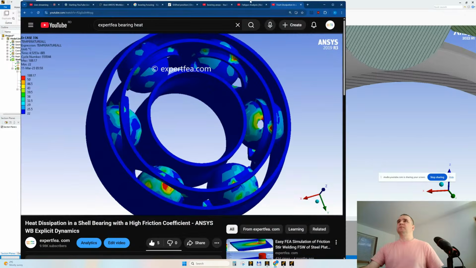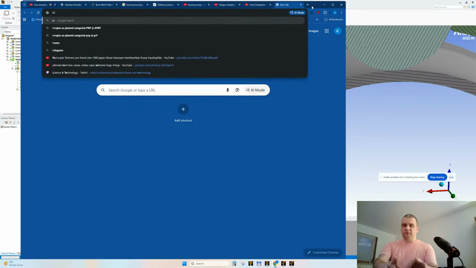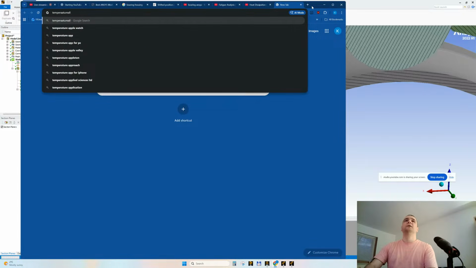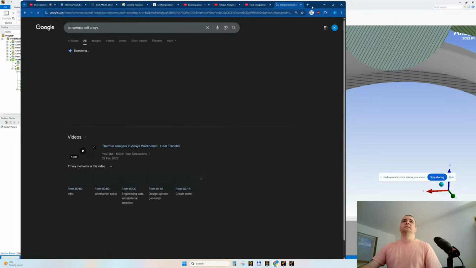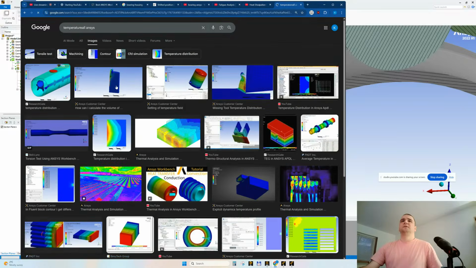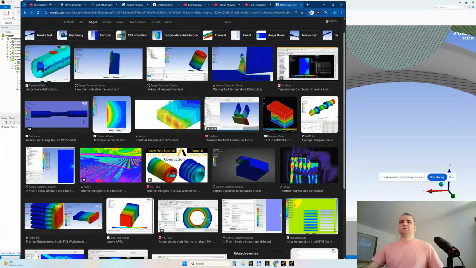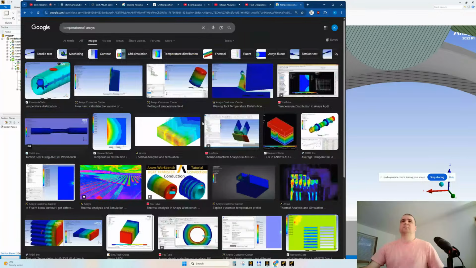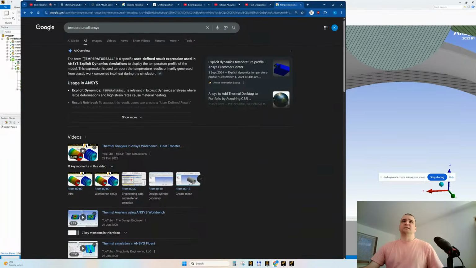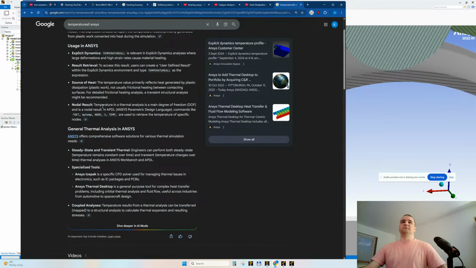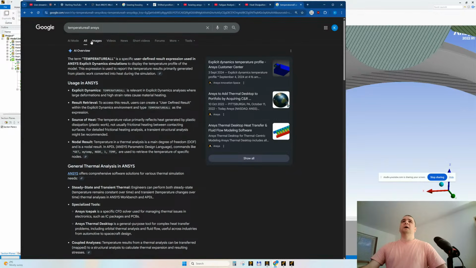I can maybe show you the Temperature All. Temperature All, ANSYS images. Does anyone show it? No. Why should they show it? But it says the term temperature is a specific user-defined result. It's used in a specific, exactly what I told. Result retrieval, source of heat, blah blah blah. Remember always to ask Google, ask AI, and they will help you. They will help you very much.